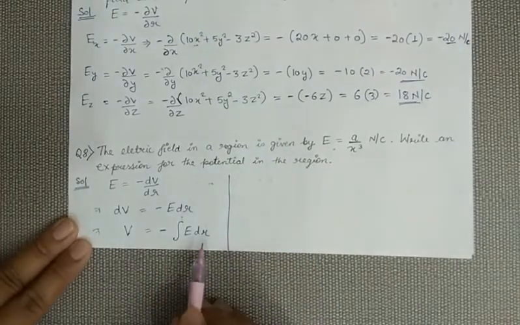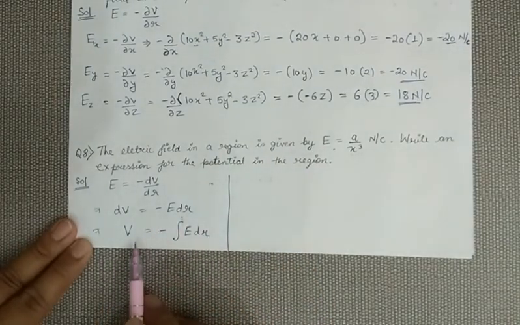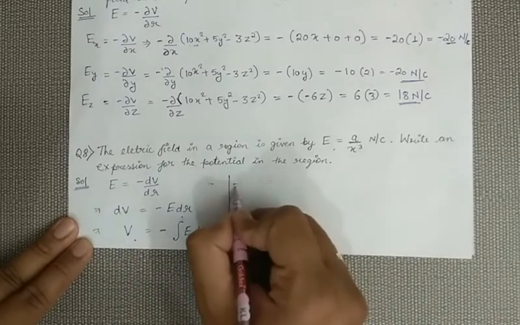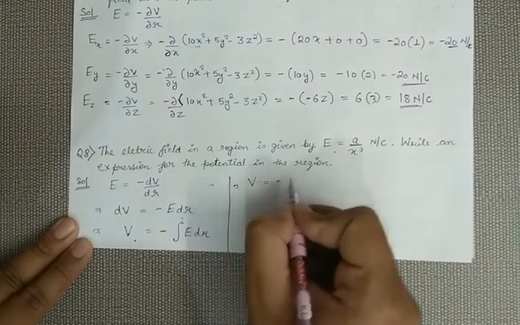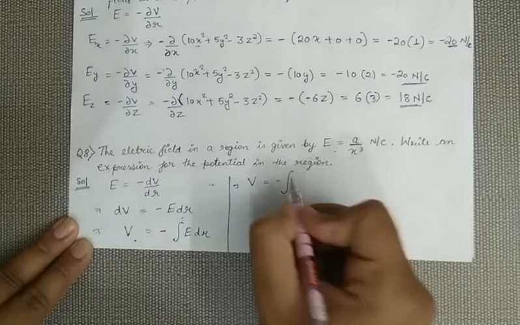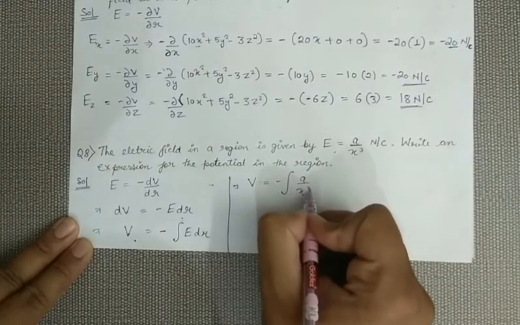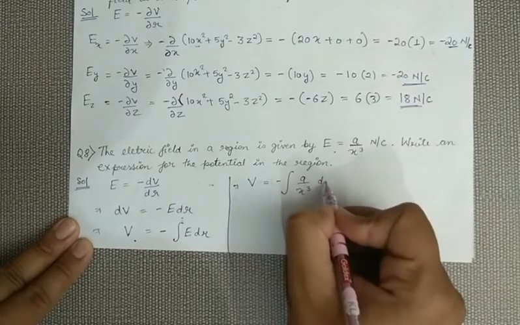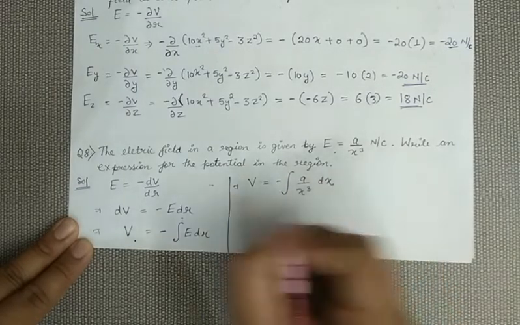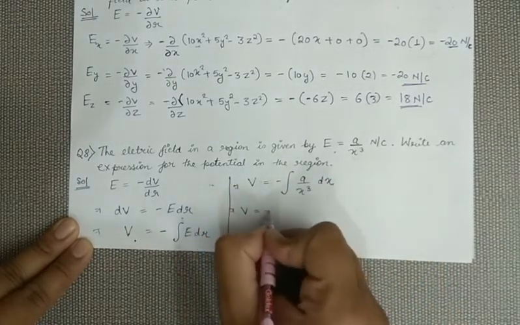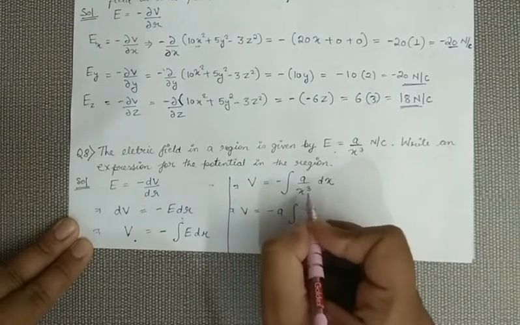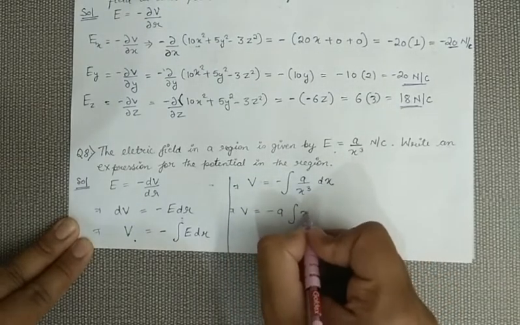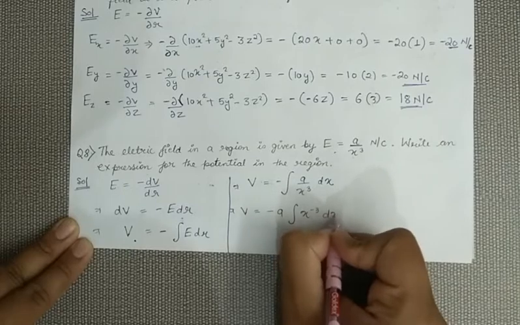So this is the formula which we have to use to find the potential. Potential V equals minus integration of the electric field, which is A by x cube. Now see, we are integrating, and the variable is x, so we have to integrate with respect to x only. Taking the constant quantity outside and moving this x cube up to the numerator, it will be x to the power minus 3 dx.